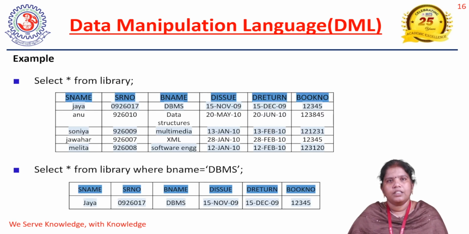Example is, to select all rows in the table, we will be writing select star from library. All rows in the library table will be visible. To select a particular row, we will be going for select star from table name where with condition. So example is select star from library where branch name equal to DBMS. So the DBMS row alone gets selected.